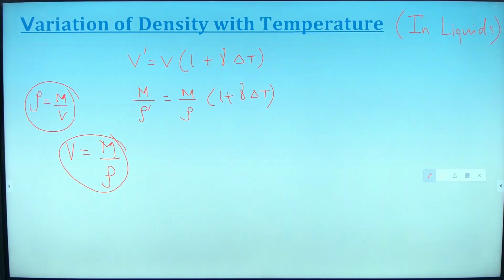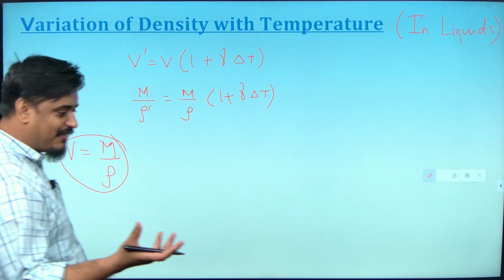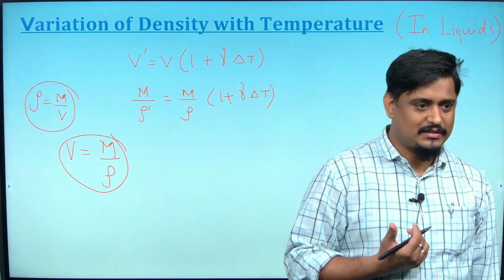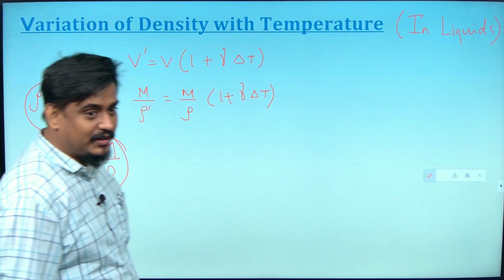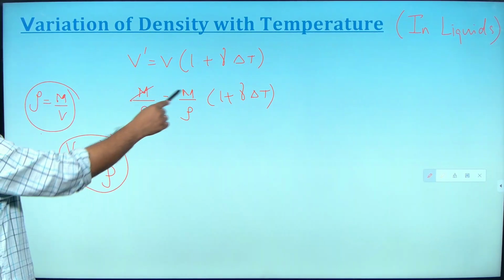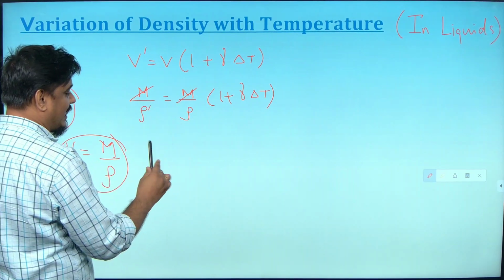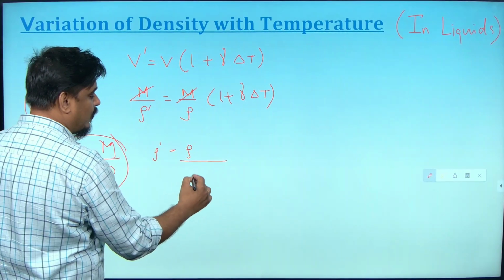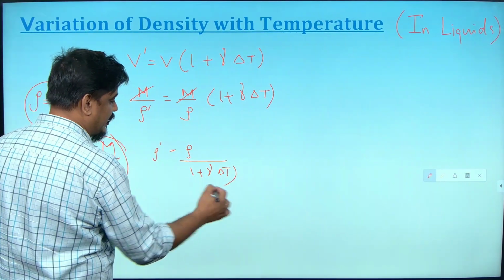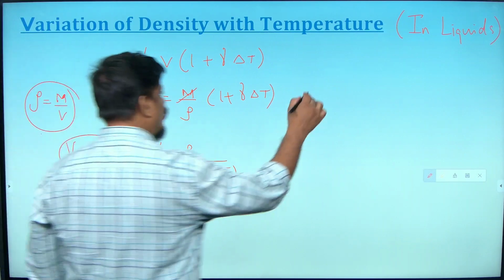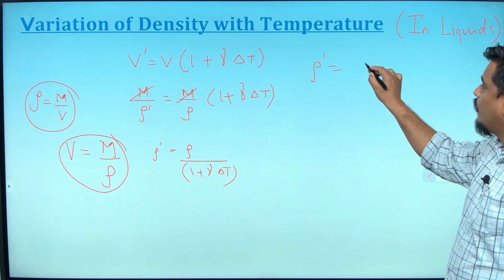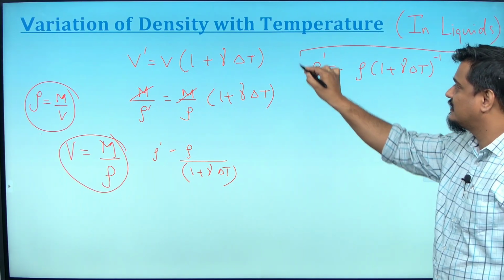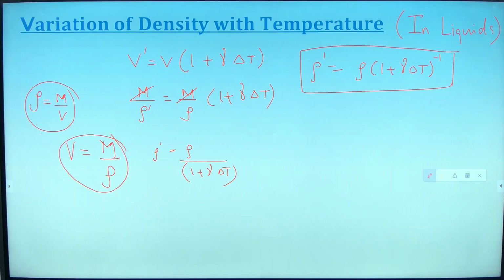Do you agree? It is not like you are having 1 liter of oil and if you heat it, it will become 2 liters of oil. I am talking about the mass. Volume may change, mass will not change. Remember that. Coming back, mass gets cancelled, and you get the value of rho dash as rho divided by 1 plus gamma delta T. So rho dash is equal to rho into (1 plus gamma delta T) inverse. Can I say like this?